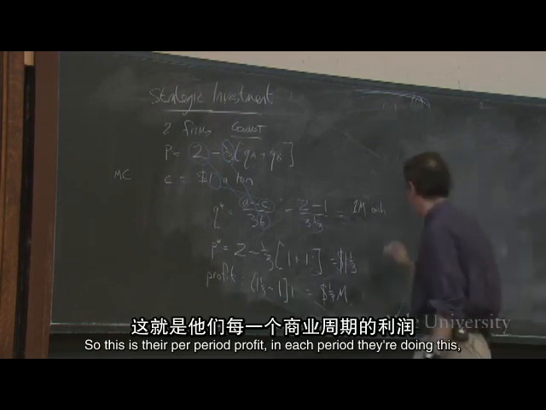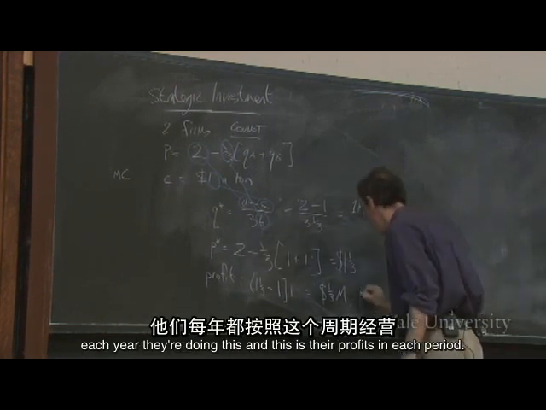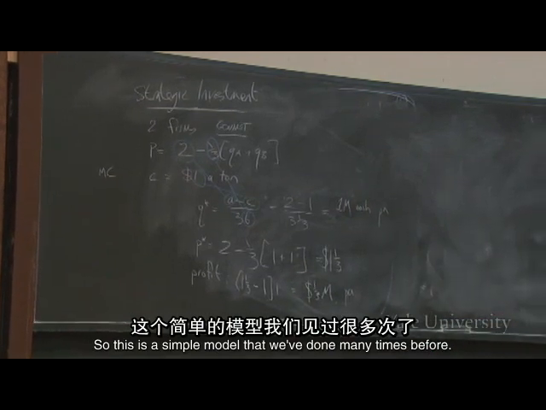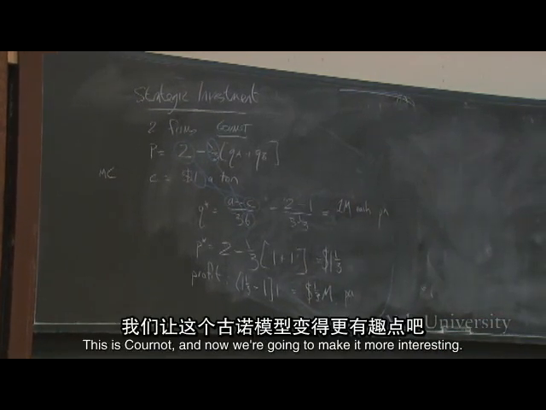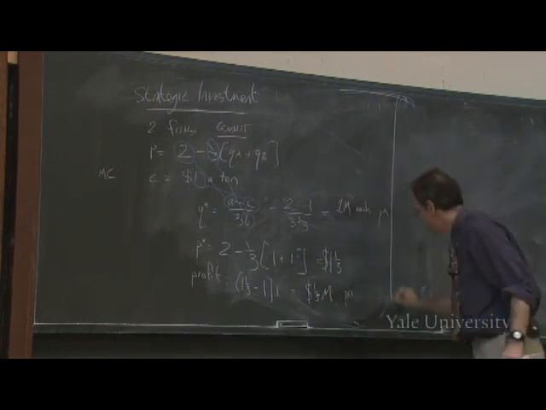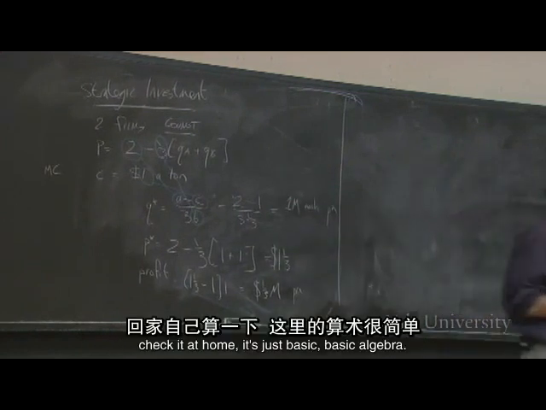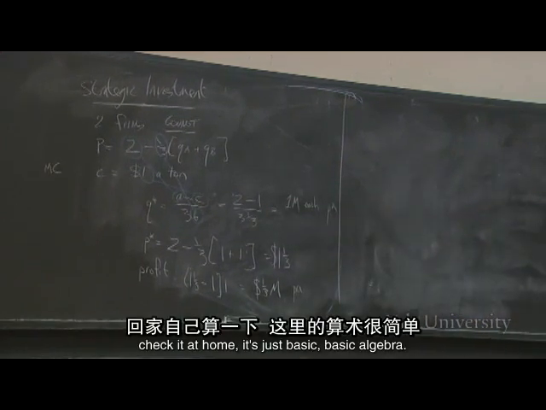In each period, each year, they're doing this, and this is their profit in each period. All right? So this is a simple model we've done many times before. This is Cournot, and now we're going to make it more interesting. If the algebra here was a bit quick, don't worry about it. Check it at home. It's just basic algebra.